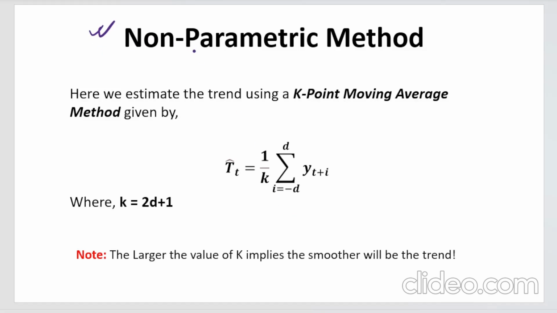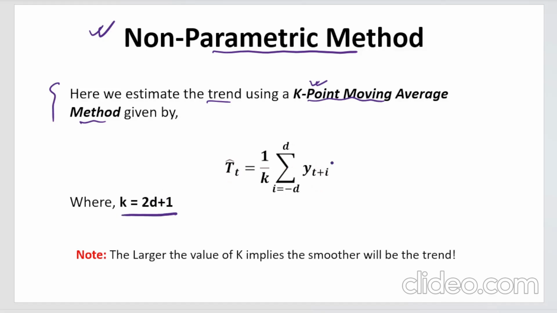Now let us see the non-parametric approach. This is also a very simple method. Here we estimate the trend using a k-point moving average method. Now let's understand what a k-point moving average is. It is given by this expression: Tt cap, the estimated value of the trend, is simply the average, 1 by k, summation over i from minus d to d of y t plus i, where k is nothing but 2d plus 1.